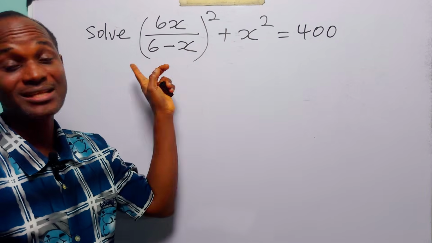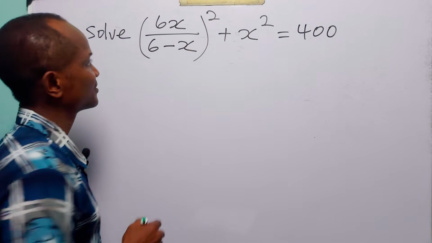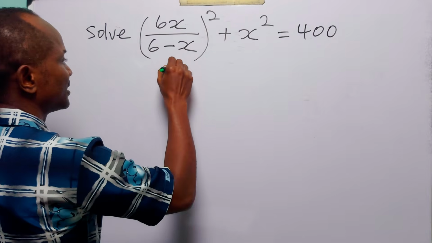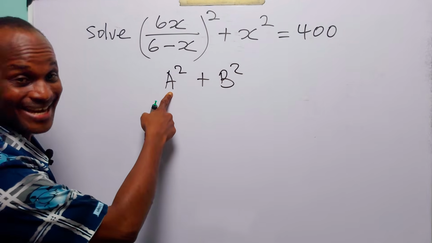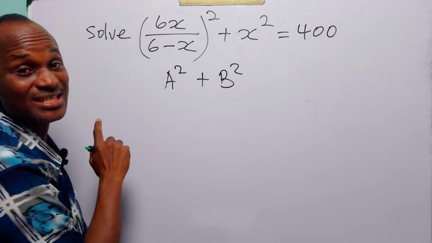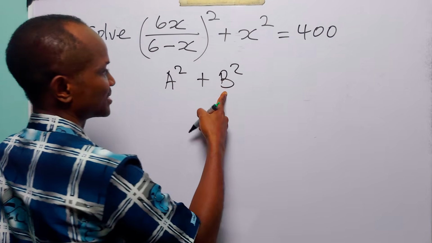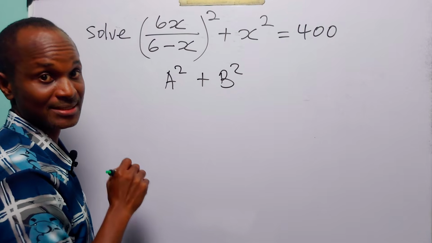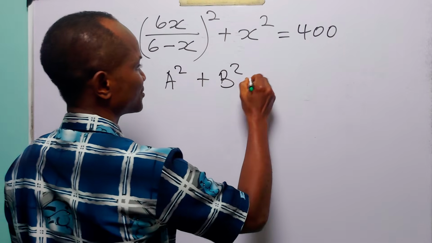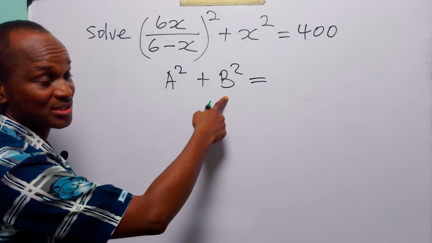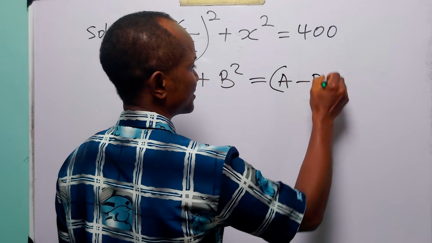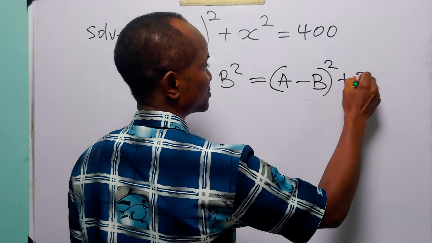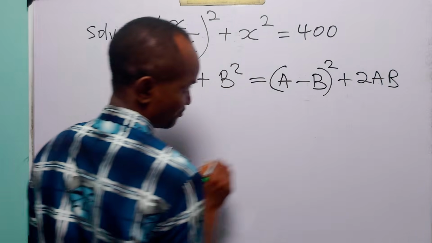Notice that on the left-hand side of this equation, we have something that looks like a squared plus b squared, where a is 6x over 6 minus x, and of course b is equal to x. Now remember that we can also write a squared plus b squared as (a minus b) squared plus 2ab.